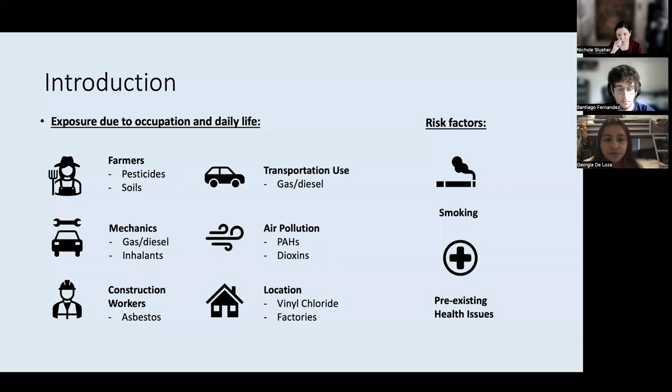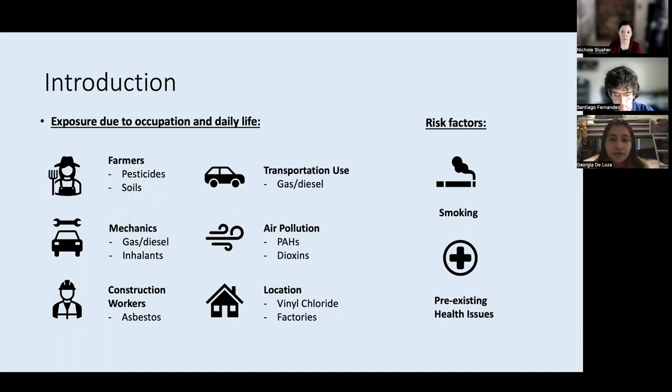There's also greater exposure linked to various types of occupations. Farmers who work in fields and handle plants and soil have greater exposure to contaminated soil, but also to air pollution via pesticide use. Mechanics, or those who work with transportation, have greater exposure to gas and other inhalants that are linked to negative health effects. Construction workers, or those that work with house materials or building materials, face higher exposure to substances such as asbestos. Thus, one's occupation can be a factor that impacts their exposure to carcinogenic substances.